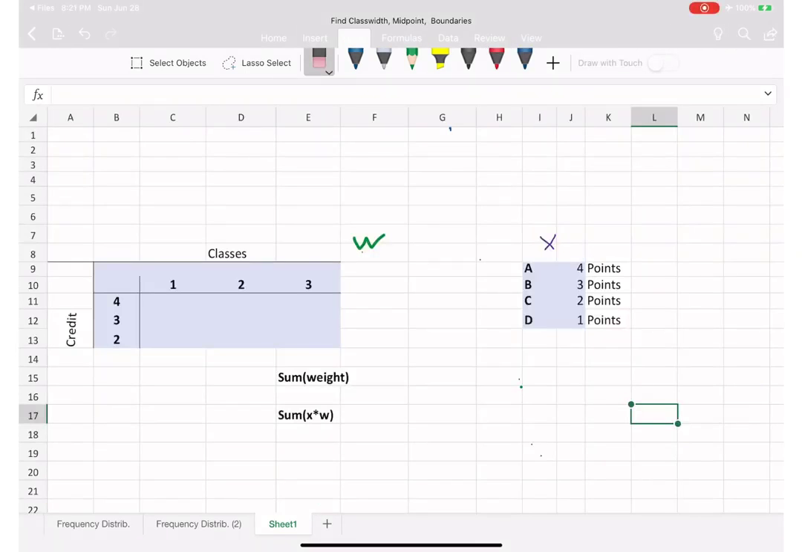Okay, let's calculate weighted mean. Weighted mean based on credit hours instead of percentage of the weight. So this is what we have.